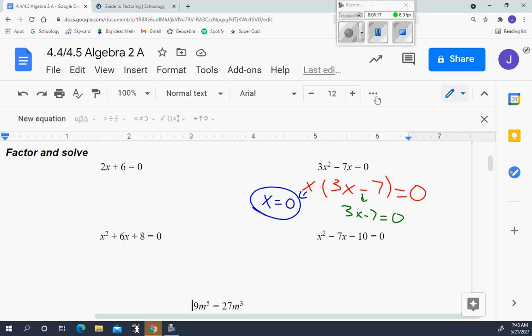Let's go back to our 3x minus 7 equals 0. How do I solve from there? Solve for x. Add 7, so we get 3x equals 7. Then we're just going to divide by 3. So x equals 7 over 3.